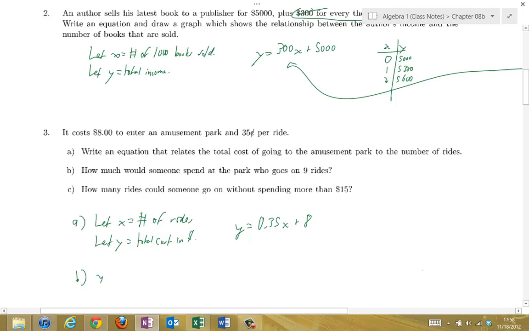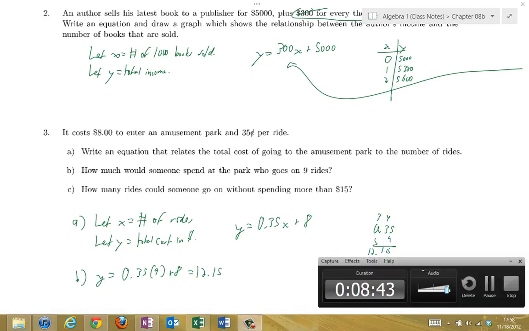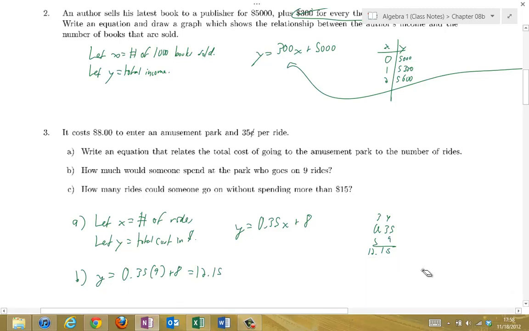So we're going to plug 9 into x. y is equal to 0.35 times 9. It's 12.15. Kidding, it's 3.15, I can't read my own writing. 12 is too expensive. It's 3.15 plus the 8, so then 11.15, or $11.15.